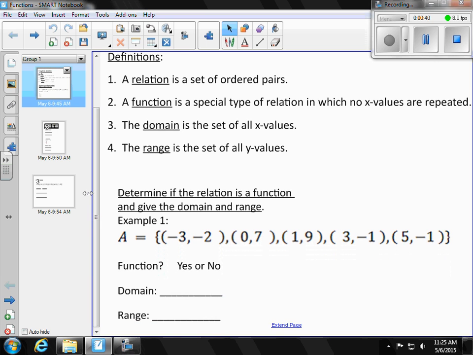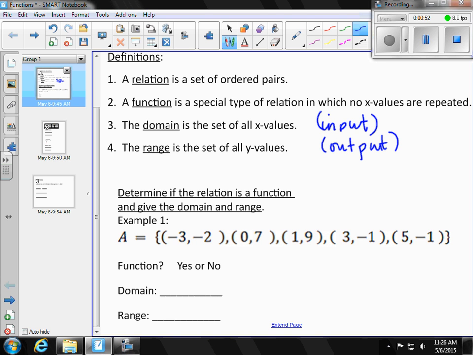Domain is sometimes also referred to as the input values. What are you plugging into the function? And the range is often referred to as the output. And we can use any variables that we choose for input or output, but x and y are the most common of those. In the first example, we're going to determine if the relation is a function, then we're going to give the domain and range.